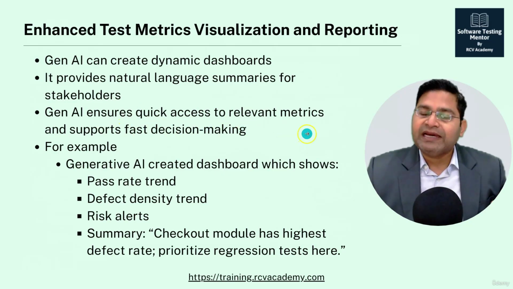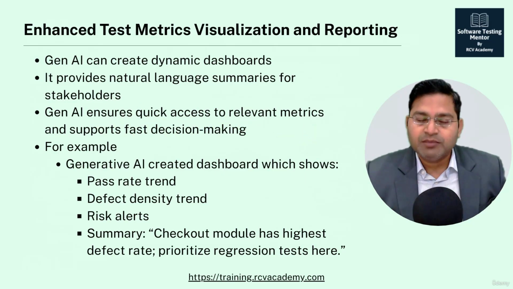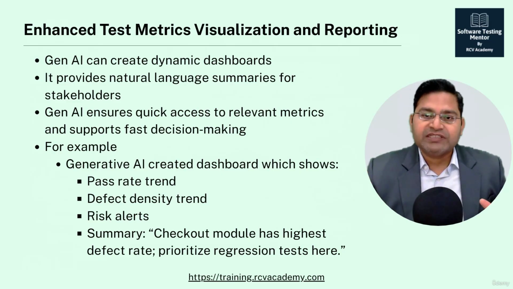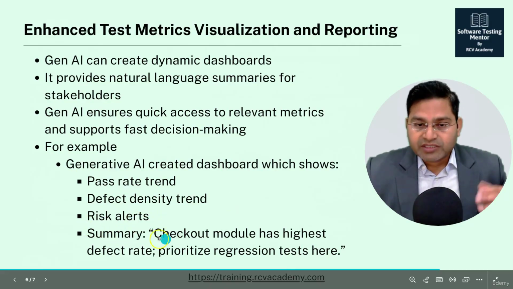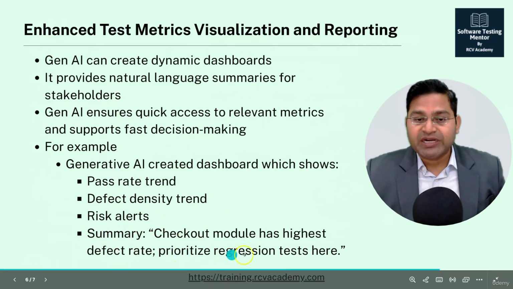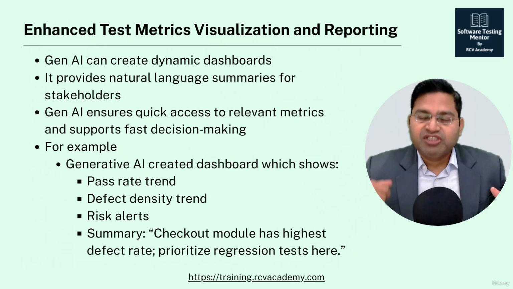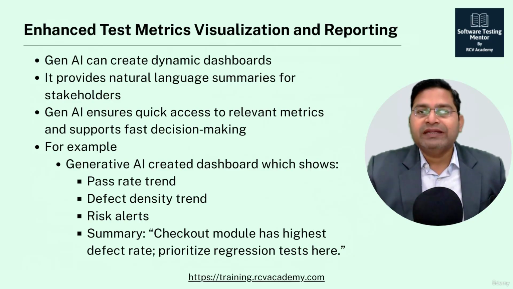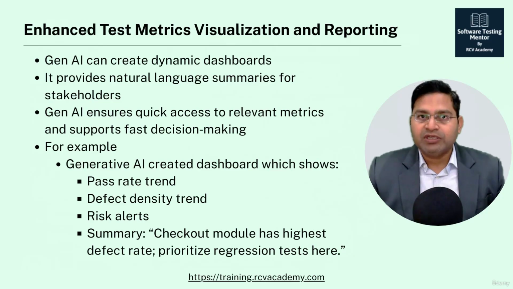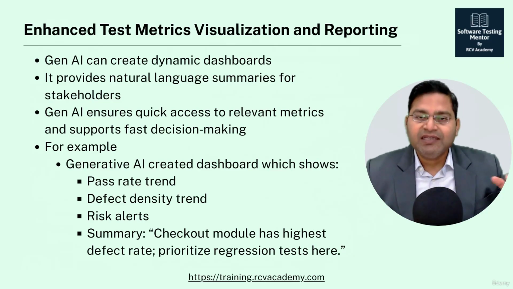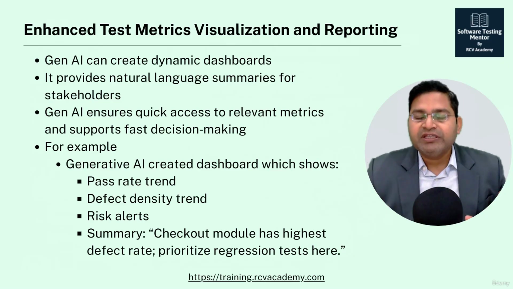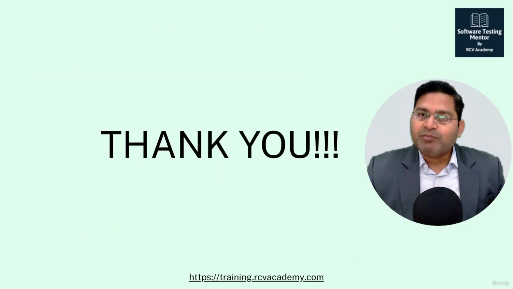So Gen AI ensures quick access to relevant metrics and supports fast decision making. It can create a dashboard, for example, which shows the pass rate trend, the defect density trend, and a risk alert summary: Checkout module has highest defect rate, prioritize regression test cases here. So this is all based on data that is available to it. You can easily, in plain English, ask the generative AI model, the large language model, to create a metrics visualization for reporting and provide a summary. It will automatically analyze and provide you a summary which is easy to understand and act on for anyone in the team. So that's all about this tutorial.